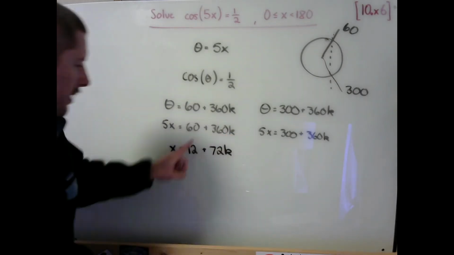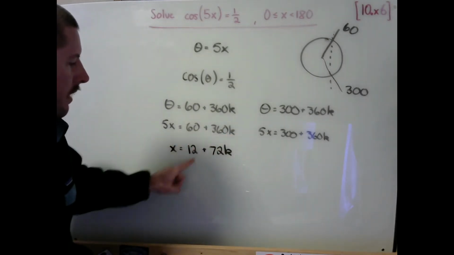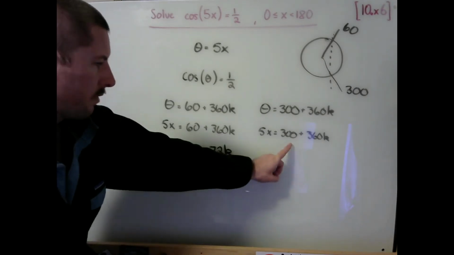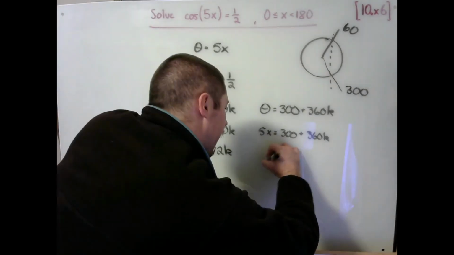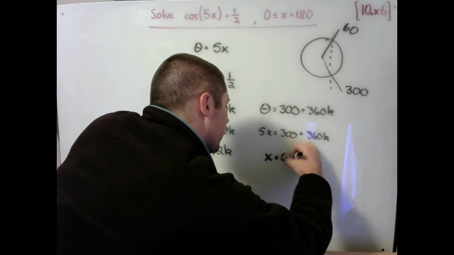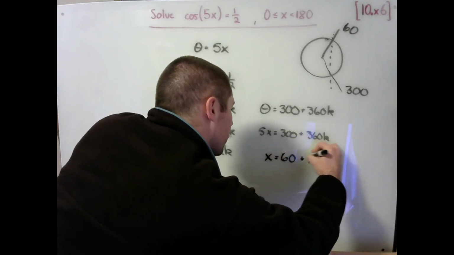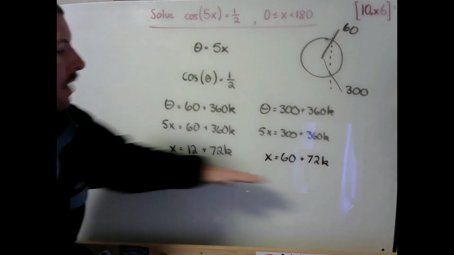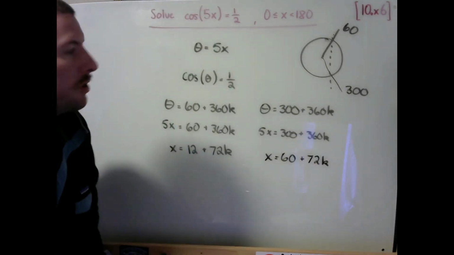That's going to leave me with 60 divided by 5 is 12. 360 divided by 5 is 72. For our other equation, we're going to get x equals 60 plus 72k. So these now represent my general solution.